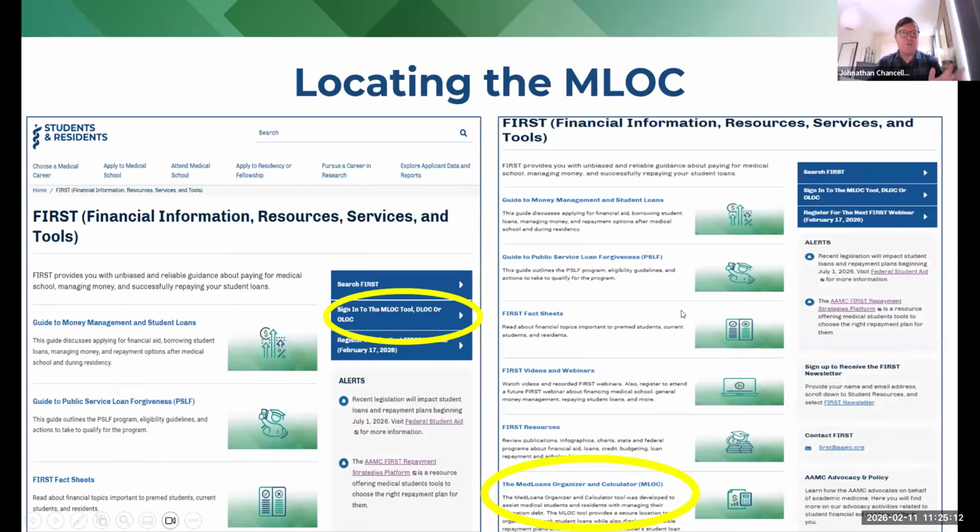So what I want to show you on the first website is our financial information resources, services, and tools. This is a couple of the places where you're going to be able to find it on the landing page. You can go directly to the sign in at the top right with those three blue boxes, which are our most commonly hit areas: searching first, the calculator, upcoming webinars and videos. But you'll also see we have the calculator as a standalone resource along with the other resources available at the AAMC FIRST program. So those are two places you can get it. Of course, you can always reach out to anybody at the FIRST team if you want to have any links sent to you when it comes to the calculator.